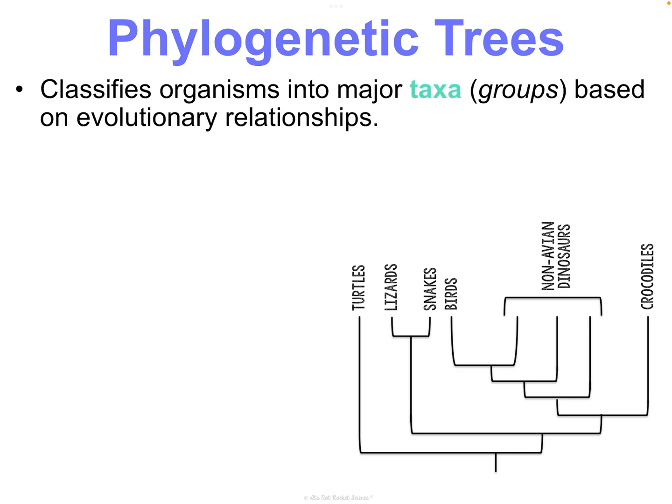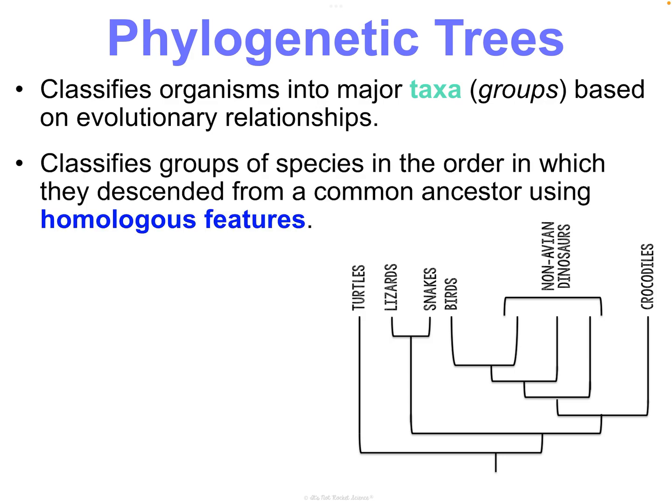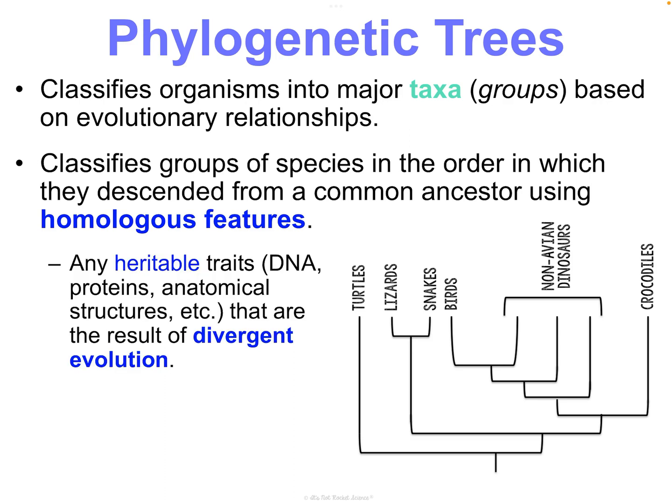So looking at this tree, we can classify organisms into major taxa or groups based on their evolutionary relationships. In other words, classifying groups of species in order in which they descended from a common ancestor using homologous features, so similar features between them. So any heritable traits such as DNA, protein, anatomical structures that are the result of divergent evolution are used to create these charts.